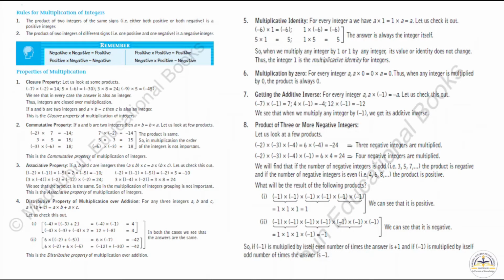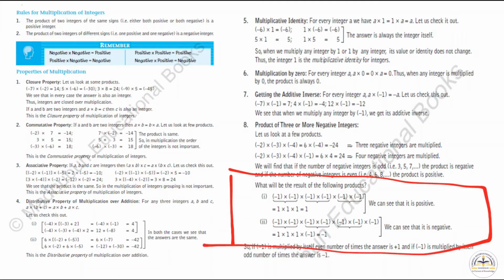Here you have to read these. We only see this one. Here you can see what will be the result of the following product: minus 1 into minus 1. When we multiply minus 1 into minus 1, we will get plus 1. When we multiply two negative numbers, we will get a positive number. So minus 1 into minus 1 equals 1.